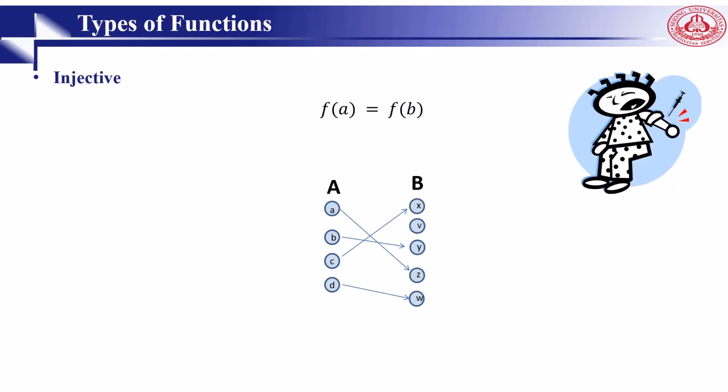F is one-to-one or injective if and only if f(a) equals f(b) implies that a equals b for all a and b in the domain of f. So you can see here one to one, right? No more than one. This is called one to one.